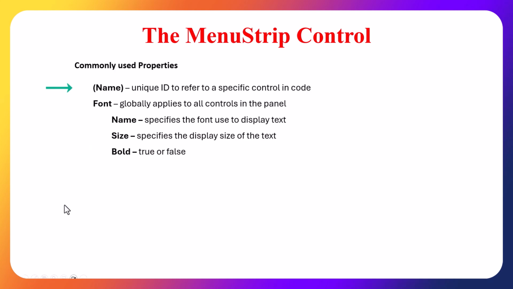The commonly used properties are the name. It's a unique ID to refer to a specific control in code. There's a font. It globally applies to all the controls in the panel. We've got the name, we've got a size, and we've got bold, true or false.